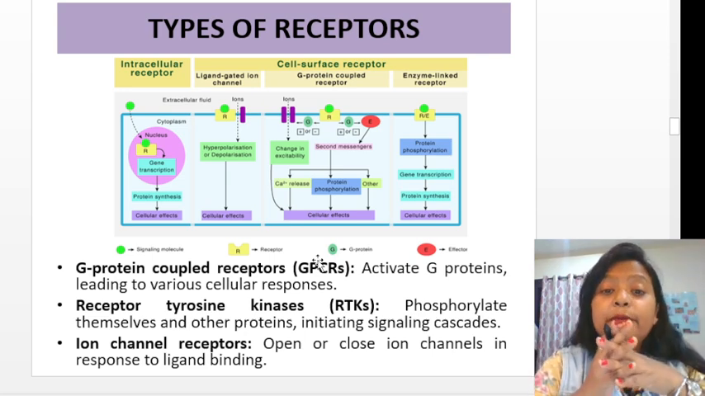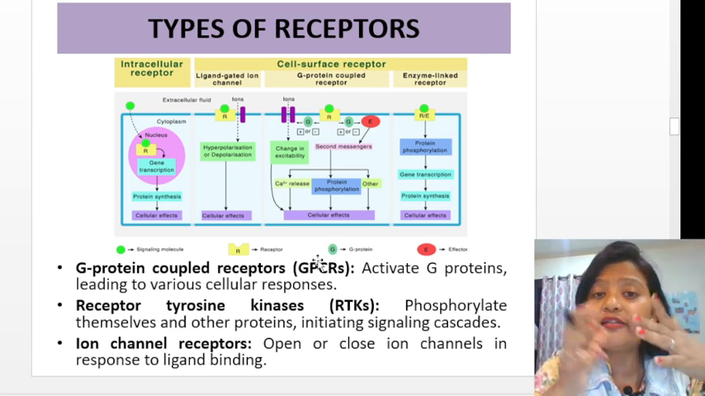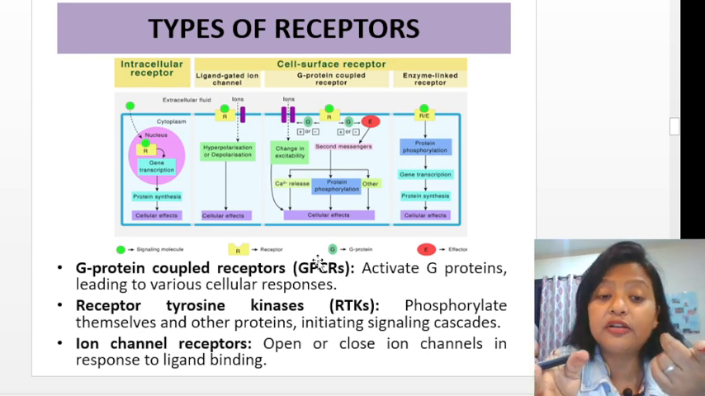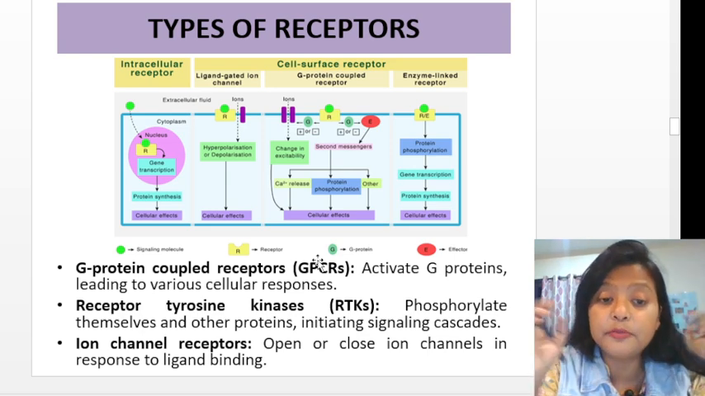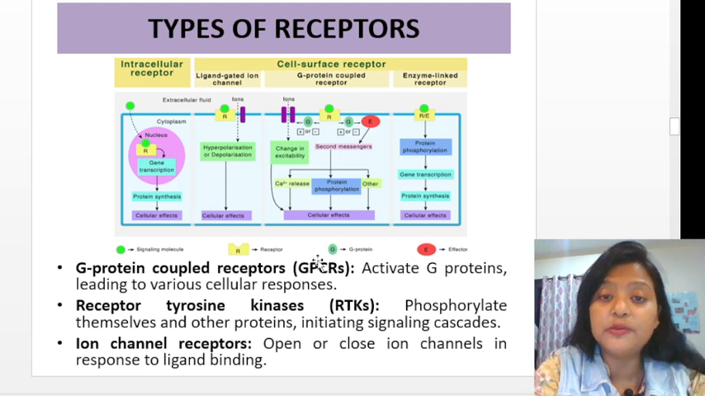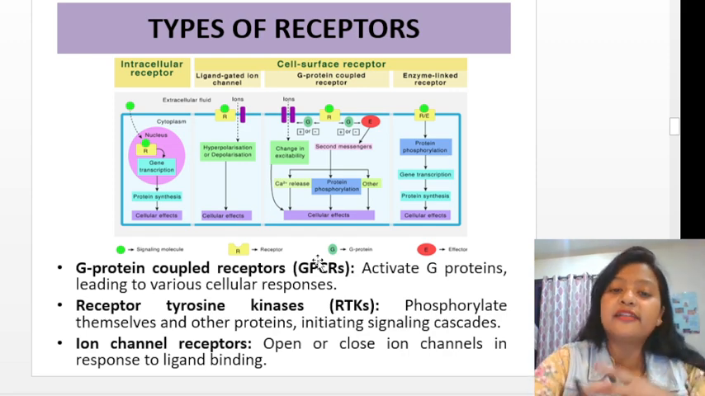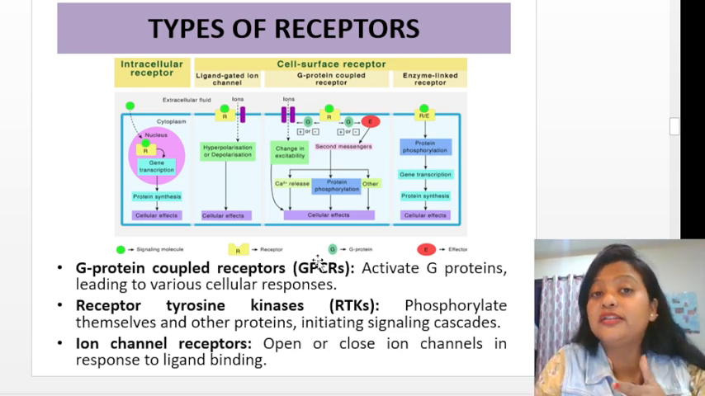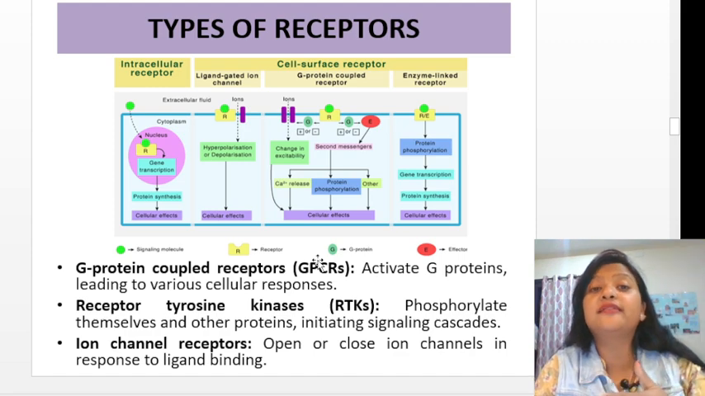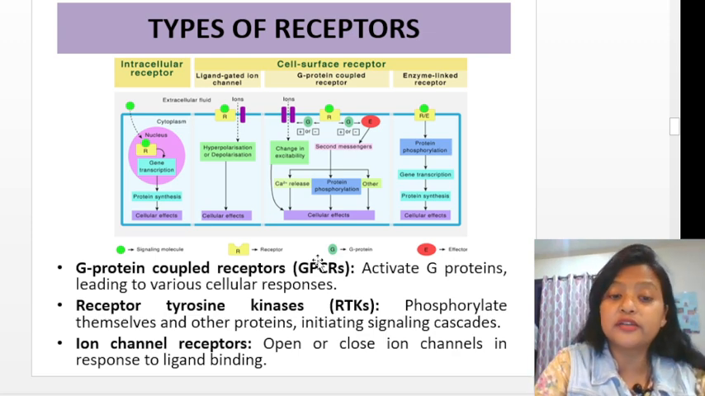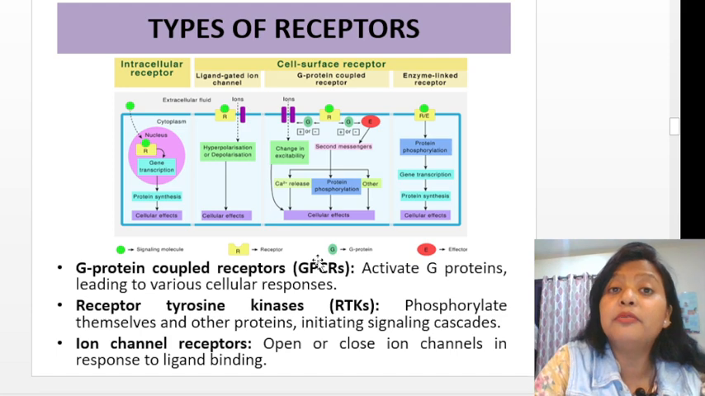Now what are the types of receptors, very very important. There are many, so here I've mentioned about 3, that is G protein coupled receptors, then receptor tyrosine kinases, also called RTKs, and ion channel receptors. G protein receptors will activate the G proteins, and RTKs will phosphorylate. RTKs phosphorylate themselves, and they also phosphorylate nearby proteins. This will lead to initiation of other signals, or you can say the downstream processes. And ion channel receptors, I already told you, open and close ion channels by changing the membrane potential.